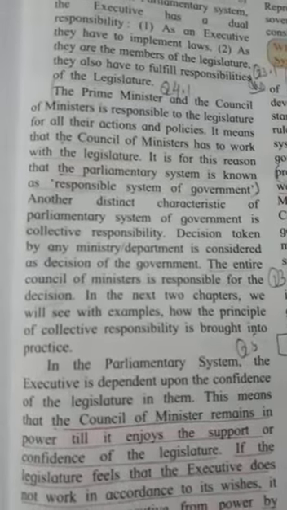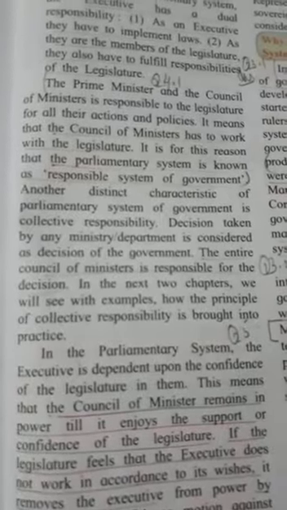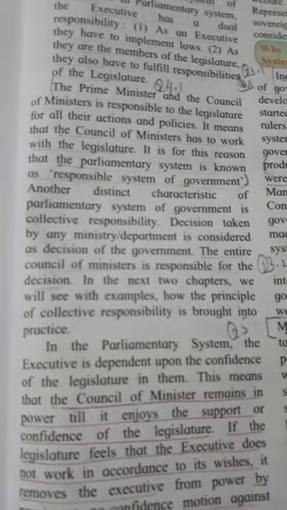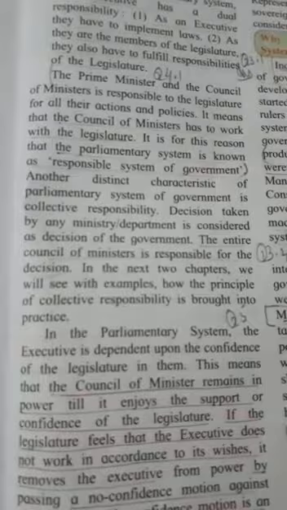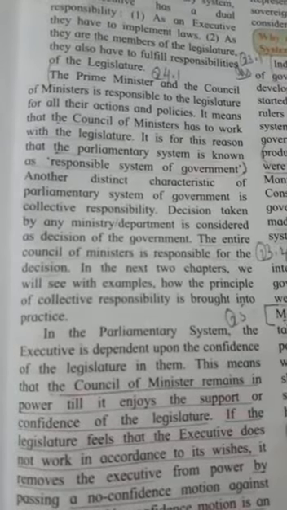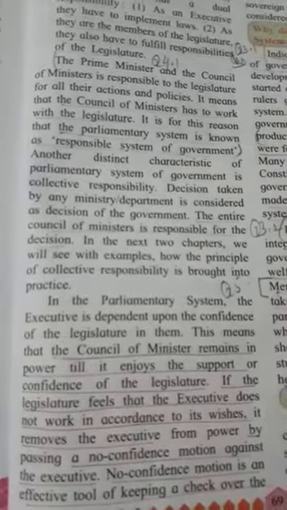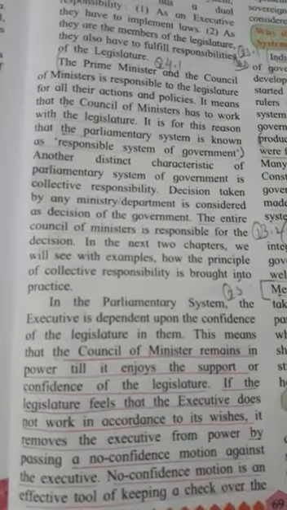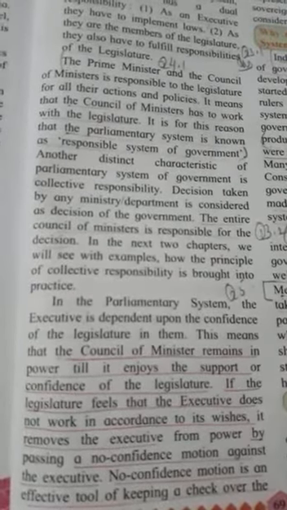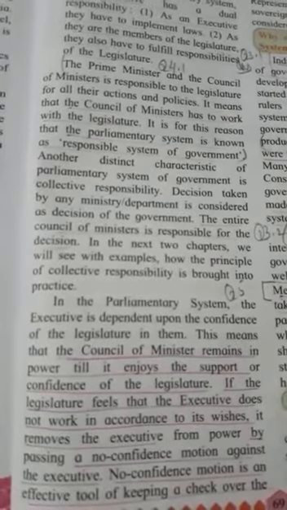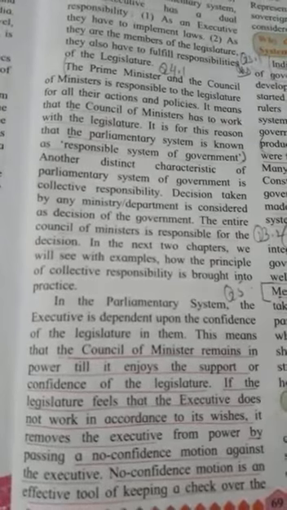The parliamentary system is known as the responsible system of government. The entire Council of Ministers is responsible for the decision. The Council of Ministers remain in power till it enjoys the support of confidence of the legislature.